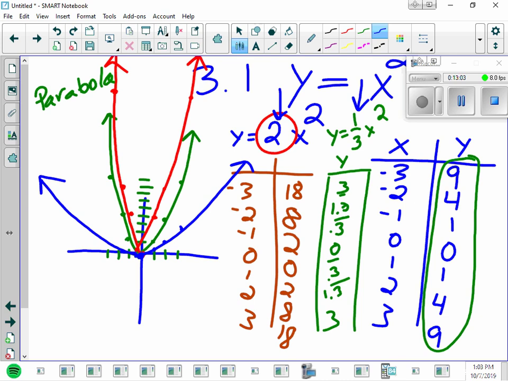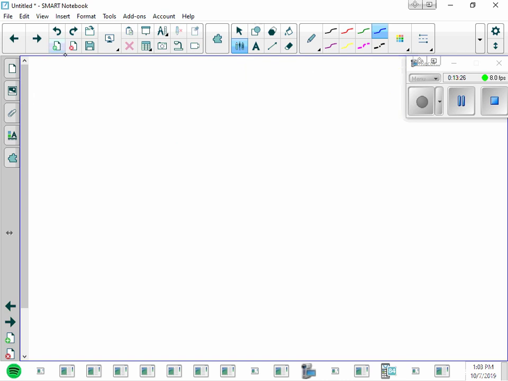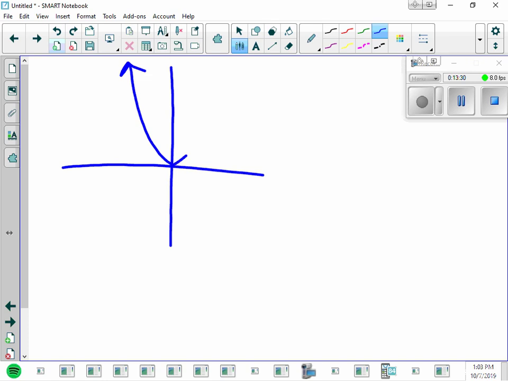And then there's one other big change that can happen. What if I change this 2 to -2? What's opposite? The parabola is going to flip upside down. And now everything is going to open down. So for 3.1, this is kind of our basic shape parabola.